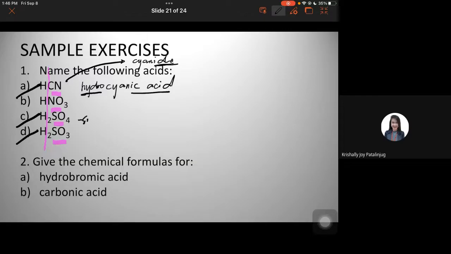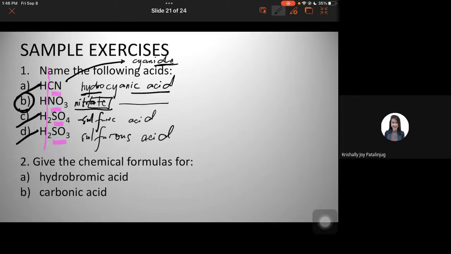Letter C, this is sulfuric acid, and this is sulfurous acid. Okay, I let you answer letter B. Make use of the chat box. What do you think would be the acid name of letter B? NO3, that is nitrate, right? It ends with ate. So what would be the acid name? Okay, the acid name would be nitric acid.